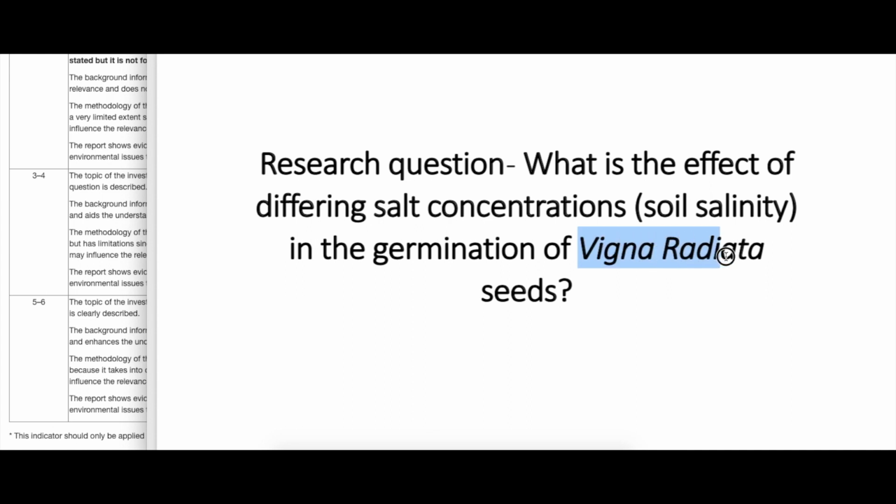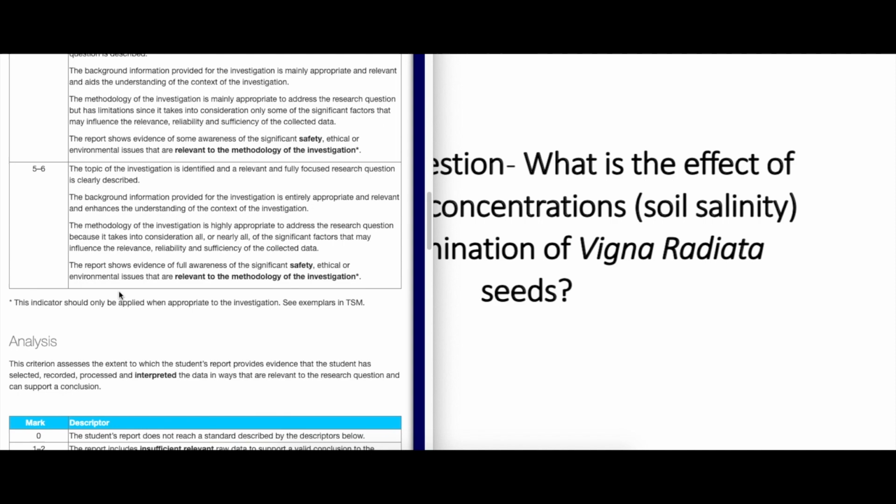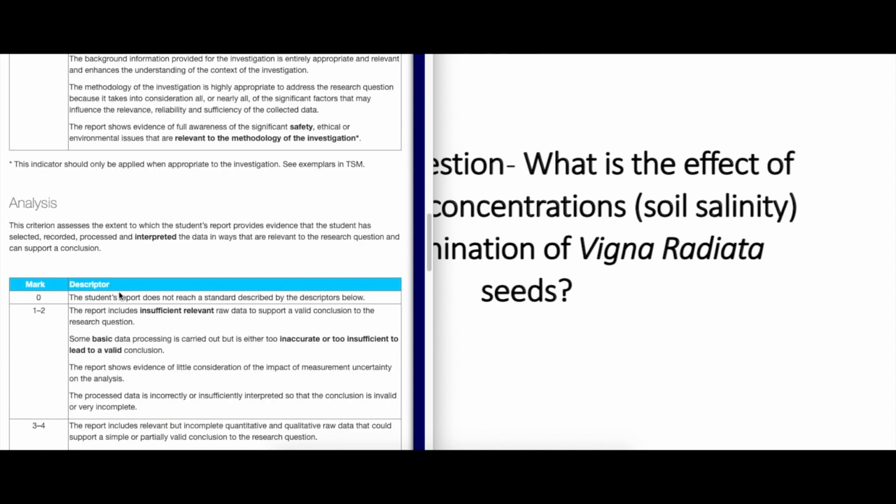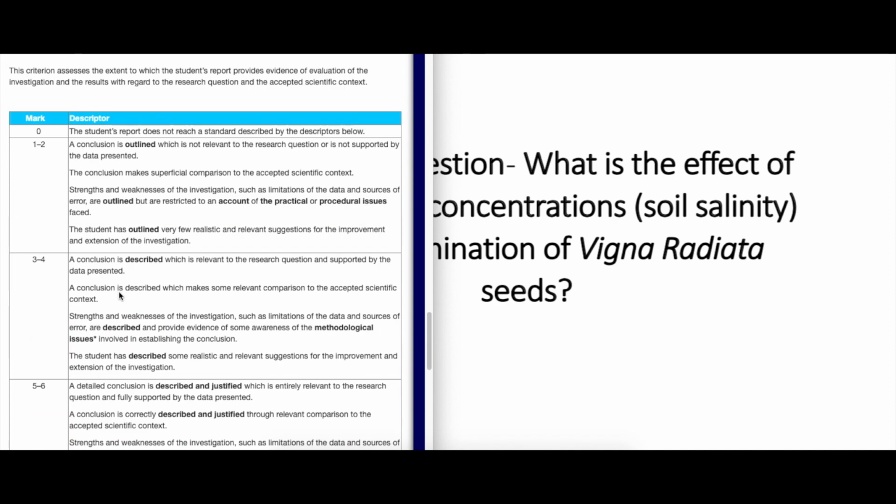The student's naming of this seed that they're using, the plant, Vigna radiata, it's good that it's italicized and the genus name is capitalized, but the species name should begin with a lowercase letter. So therefore, communication, scientific protocol is not being followed. That means I need to take a mental note of that.